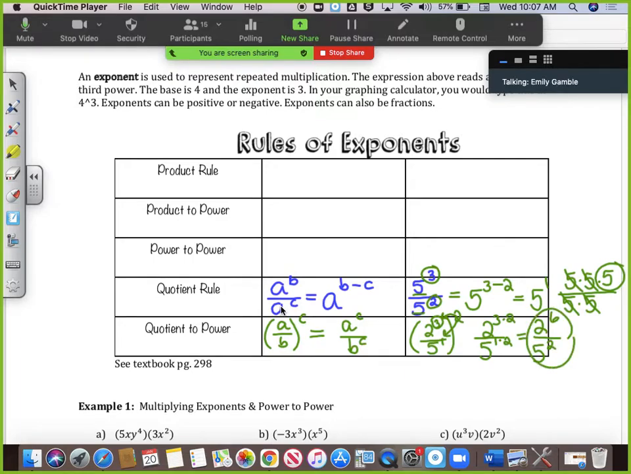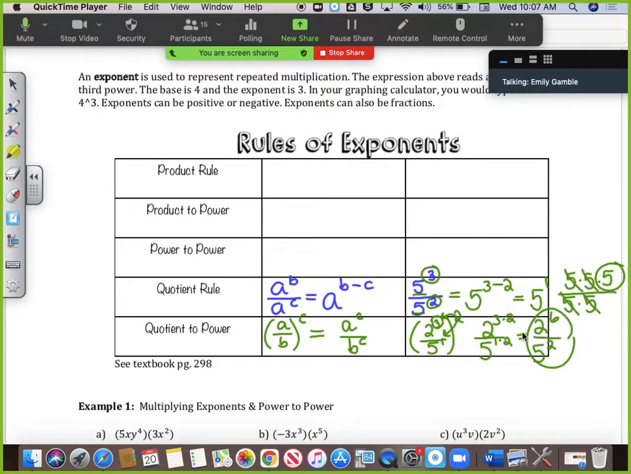Now, that would be your final answer. You would not be able to use the quotient rule and simplify this further. Why would you not be able to use the quotient rule to simplify 2 to the 6th power over 5 squared? Not the same number. Right. And what number is not the same? The big one.